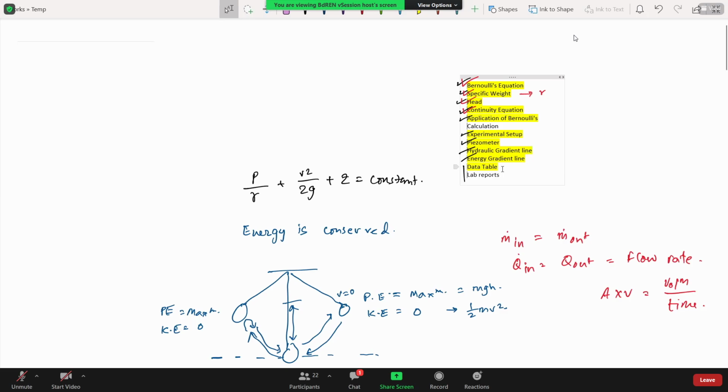Do you know how the data table looks like? Yes, sir. And then you have to submit the lab reports before the next experiment. So clear, everyone? Any questions? No, sir, not yet. Let me summarize some of the important concepts that we have learned that I think you should remember.